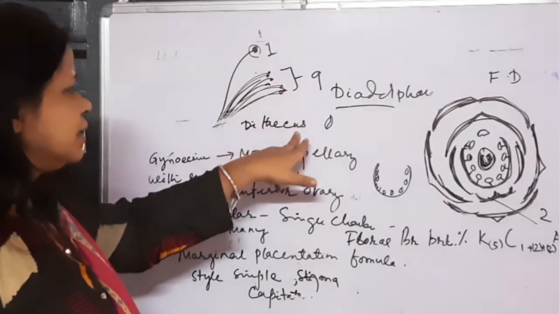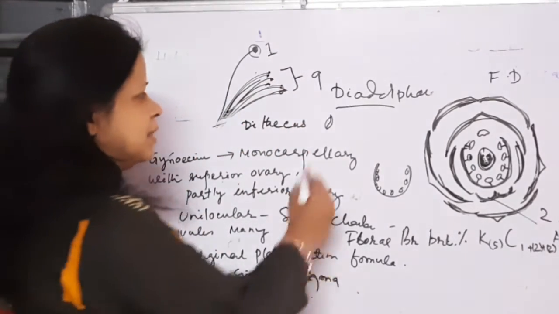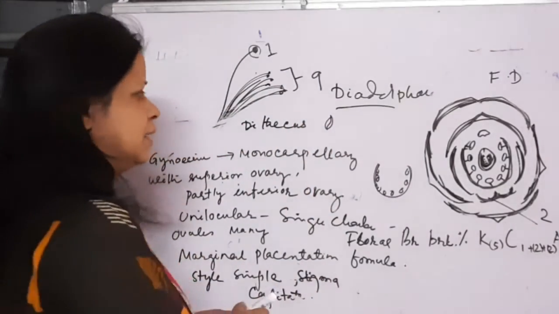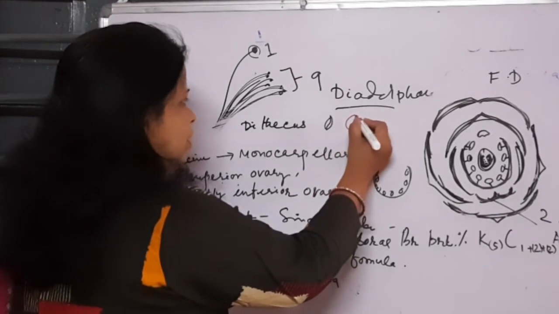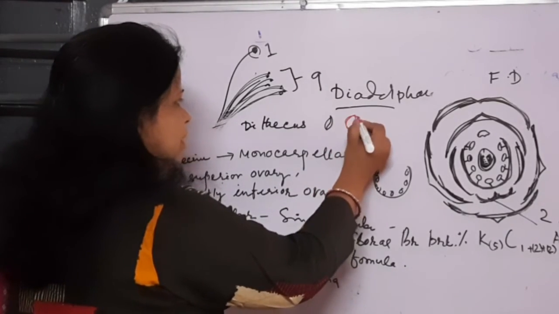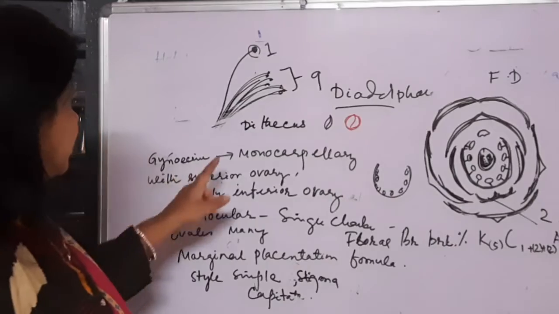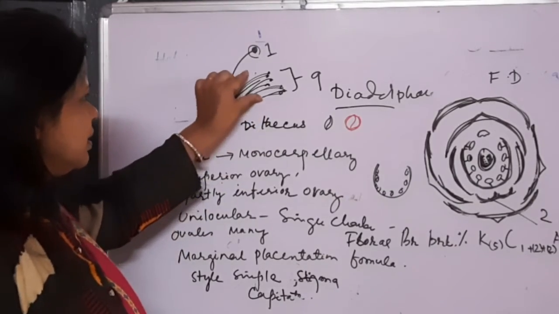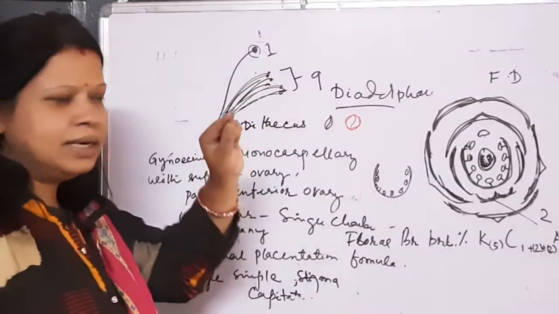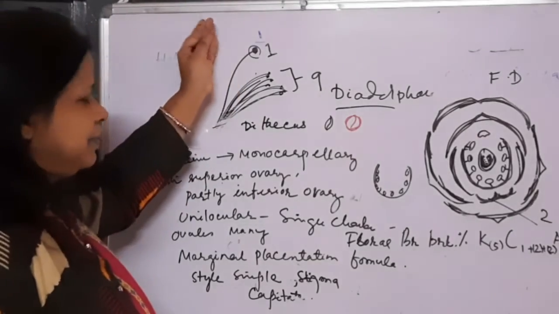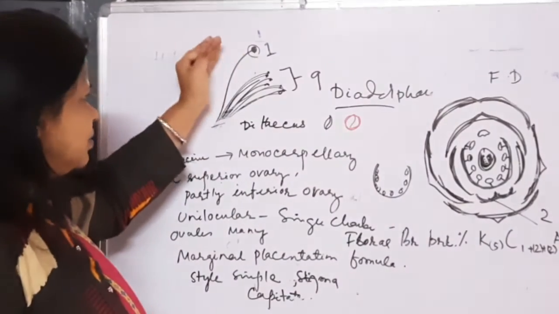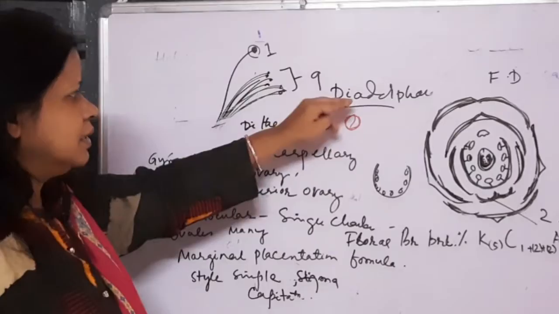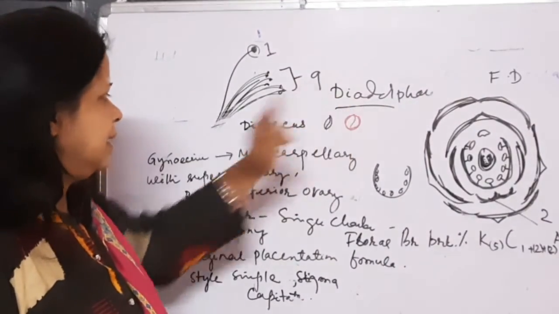And the anther is dithecous. Dithecous means bilobed anther, that is, the anther having two lobes. That is called dithecous. And these are the 9 stamens collectively forming one bundle, and this is a separate single stamen. So this condition is known as diadelphous.